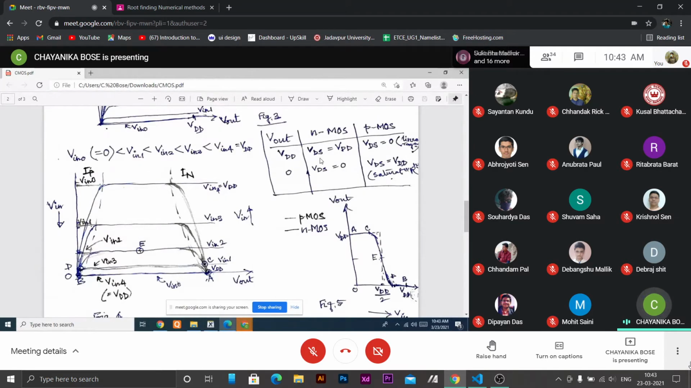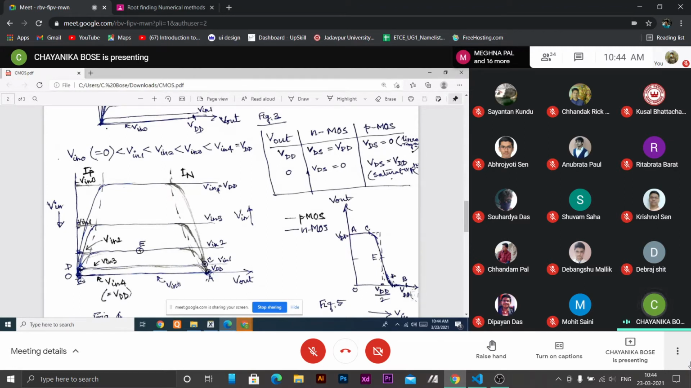Now in the CMOS circuit, we will draw V output on the x-axis. Here we see that V out is VDD, this point. Then what happens? NMOS has VDS equal to VDD. That means VDS is large across the NMOS, so it will be in the saturation region. So these are the characteristic of NMOS.